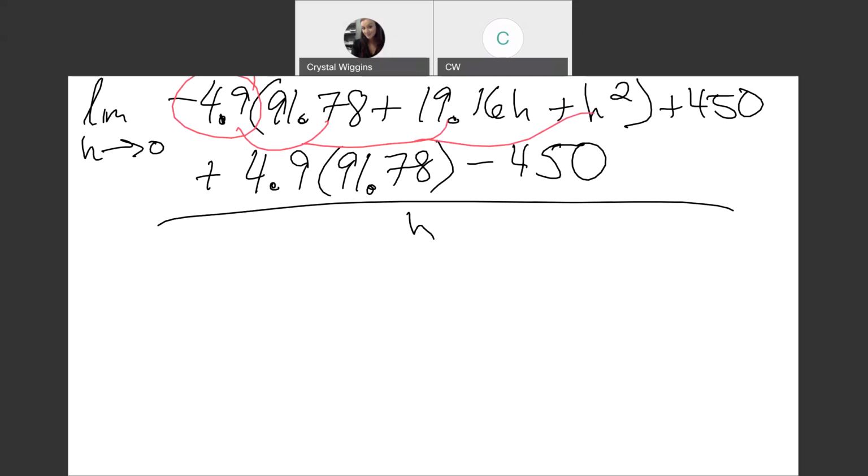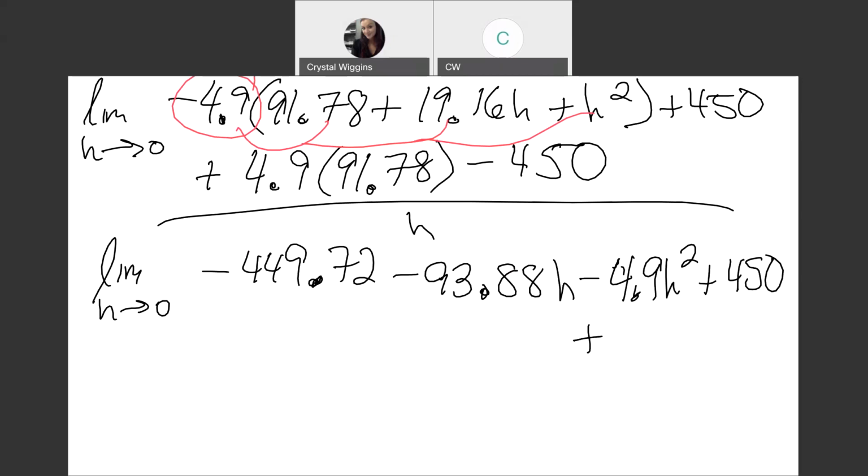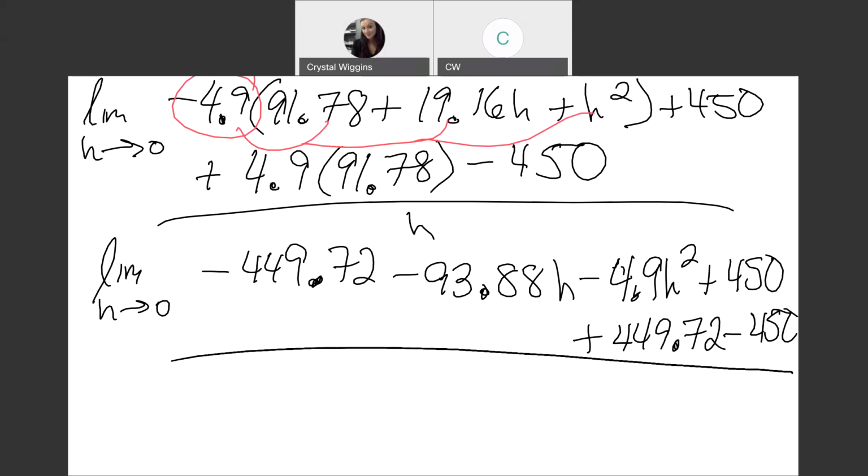So we get negative 4.9 times 91.78, and that gives us a limit as h approaches 0 of negative 449.72 plus 4.9 times 19.16 gives me, oh, it's negative because there's a negative 4.9, so we have minus 93.88h minus 4.9h squared plus 450 plus 4.9 times 91.78 is 449.72 minus 450, all over h.